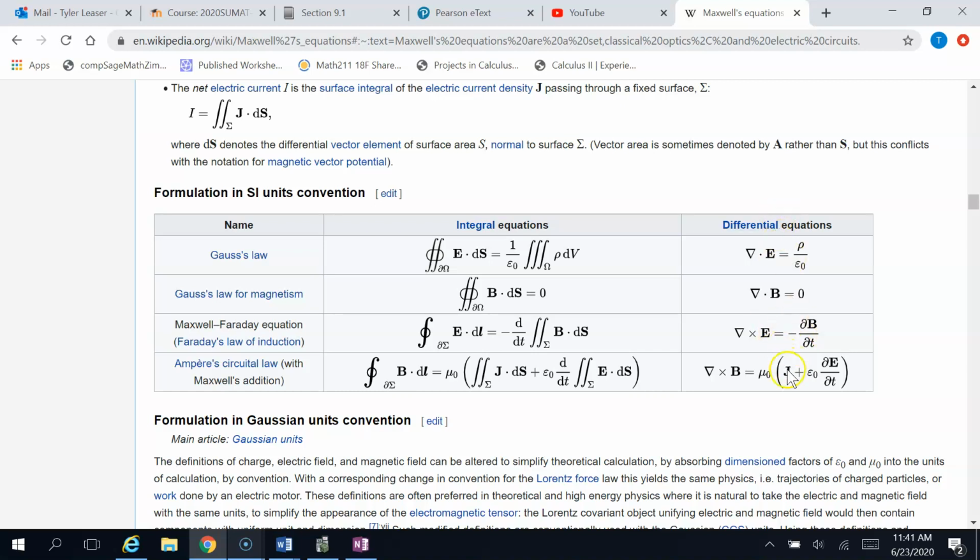But these differential equations can be rewritten into integral equations. I know these symbols look crazy. In Calc 3, they'll make more sense. But these are double integrals and triple integrals. This is a closed integral. Again, it doesn't really matter. The point is that integral calculus and differential equations are really the same exact thing. It's just the way that you notate it and write it all out.